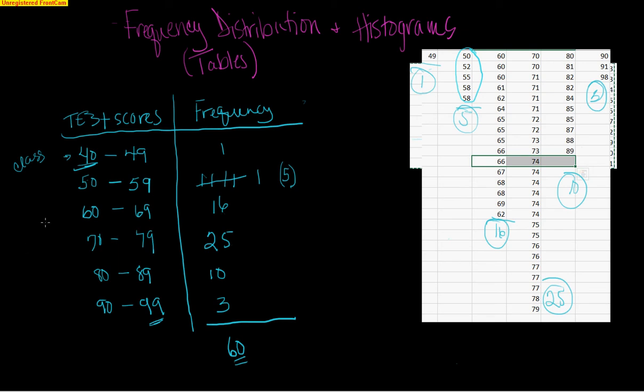A couple of things to note. This distance here from this lower limit to the next lower limit, so this 40 is a lower limit, 50 is the lower limit, 49 and 59 would be what you call the upper limit, 50 to 60, 60 to 70. These distances need to be the same. In other words, when you subtract them, you always get the same result. And so what we say in this problem, the class width is equal to 10.